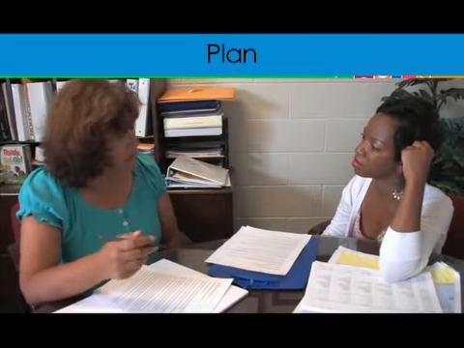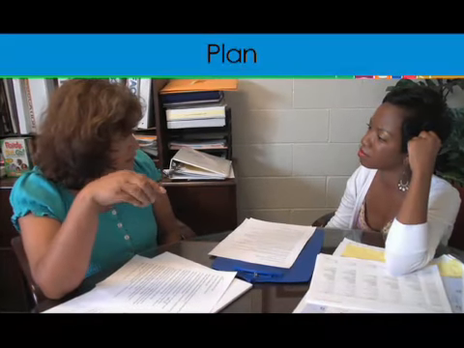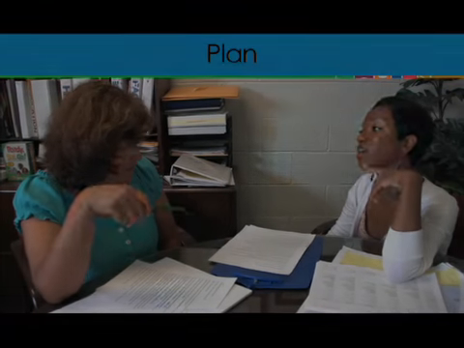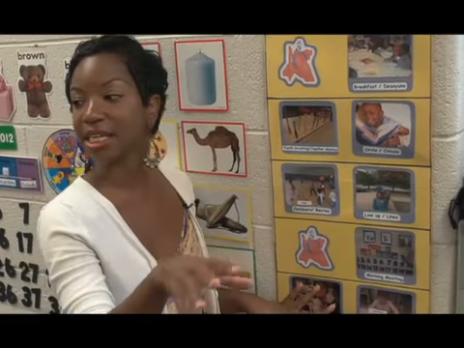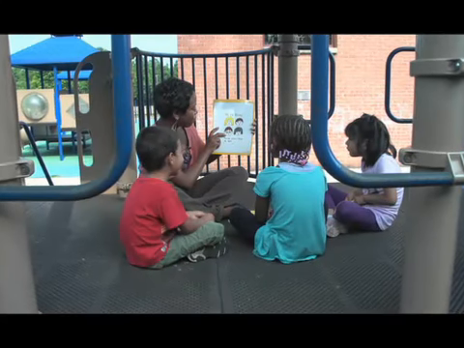The next step is to plan. Write out the expectations in a positive way. Write what you want the children to do. Plan and gather the teaching materials that may be needed to help children learn the expectations. Some teachers use posters or pictures or stories.